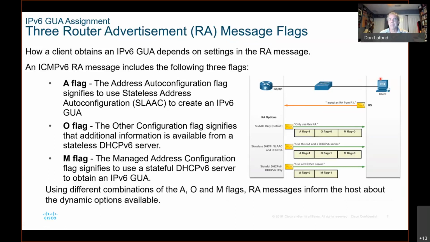And then the M. Now, M is managed. These letters are really easy to remember. A is automatic. It stands for autoconfiguration. O is other. It means some is going to come from the router and the rest, the other configuration, is going to come from the DHCP server. And then the M means that it is stateful and everything is managed by the DHCPv6 server. So those flags are important.